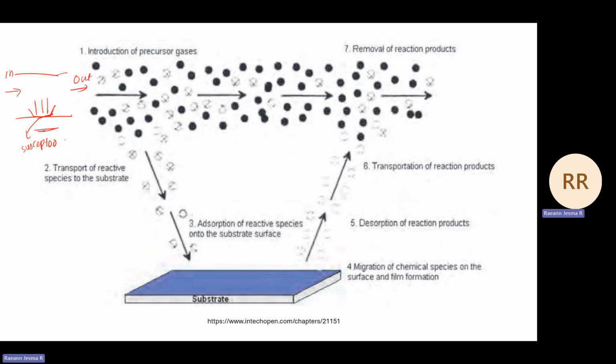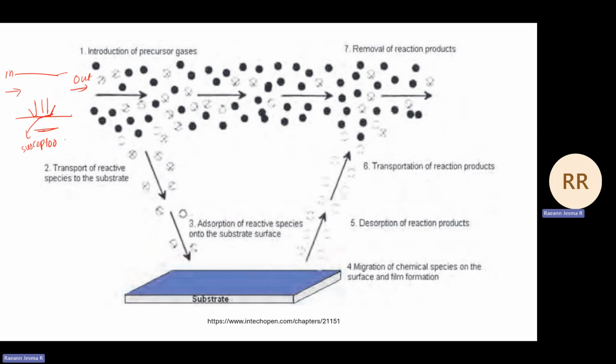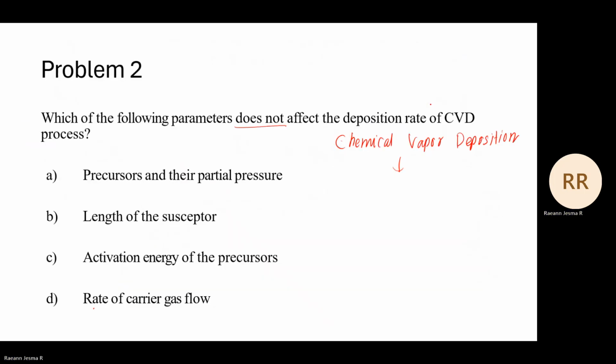So now here I'll just give a clue. So here precursors and partial pressure means it's the gas, length of the susceptor is the length of this. Activation energy of the precursor is, for the reaction to happen there is a certain amount of energy that you have to supply, otherwise the reaction will not happen. So you can consider that as the activation energy of the precursor, rate of the carrier gas flow. Now can you try to guess again which do not affect the deposition rate of CVD process?